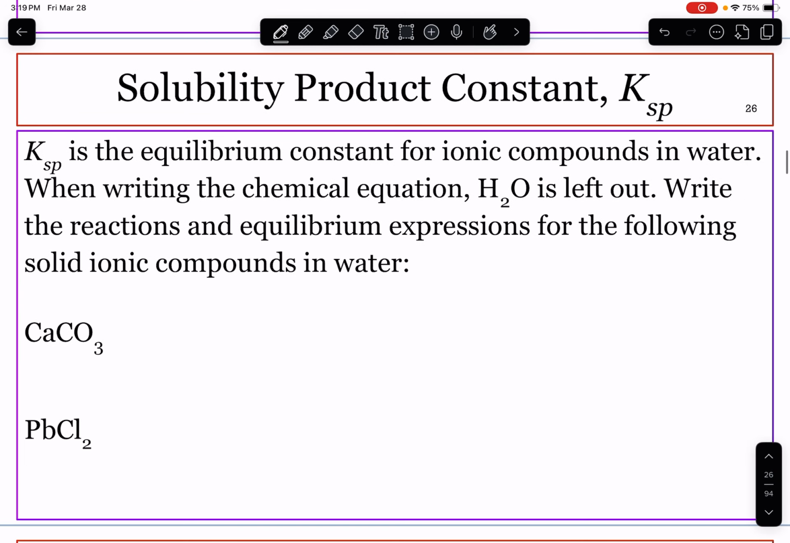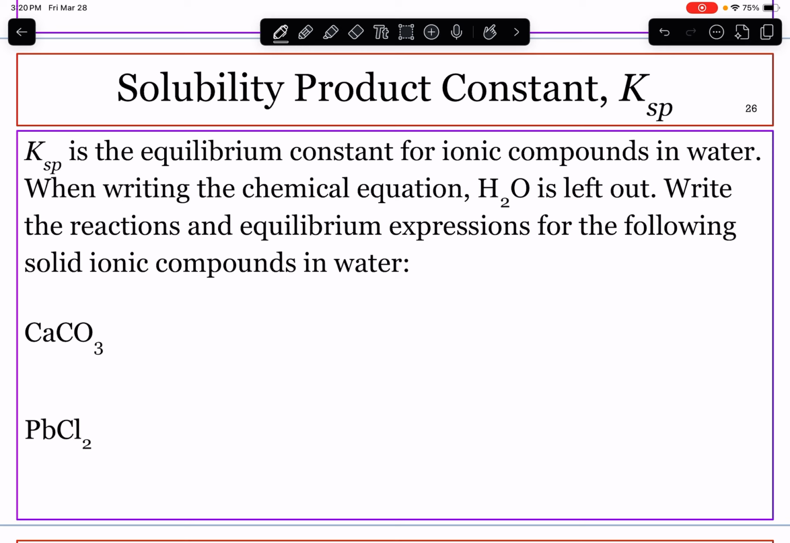Now let's look at KSP, or the solubility product, a little closer. KSP is the equilibrium constant for ionic compounds trying to dissolve in water. And I'm saying trying because most of these are usually determined to be insoluble, though even an insoluble ionic compound dissolves a tiny bit. So when writing the chemical equation or reaction for each of these, H2O is left out, even though we talk about it as dissolving in water.